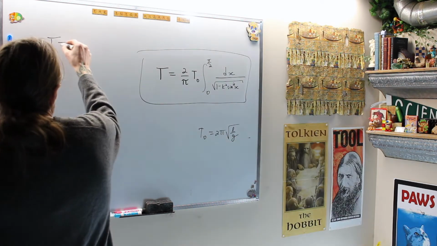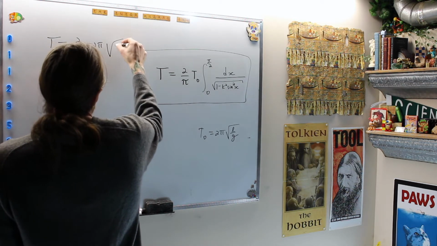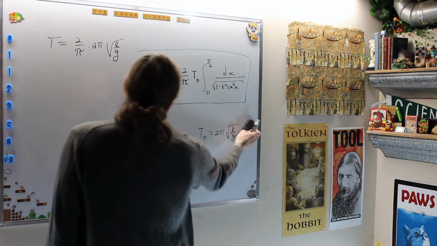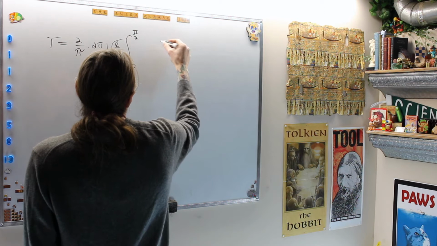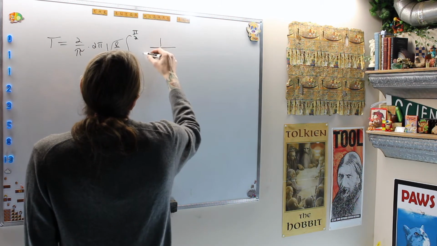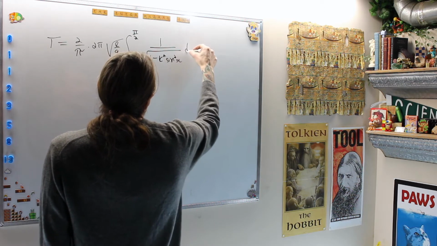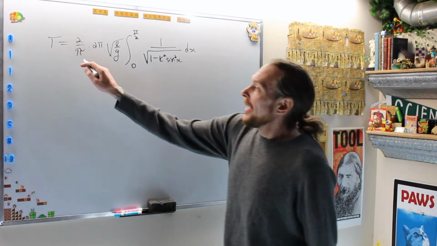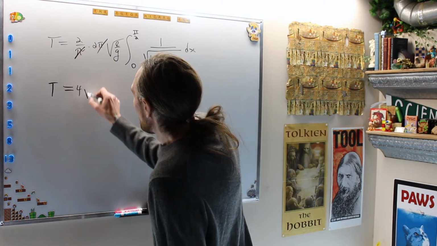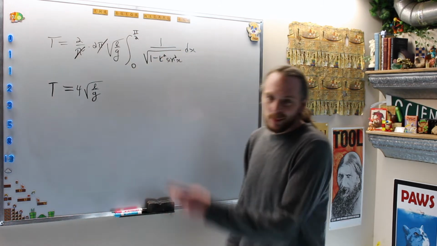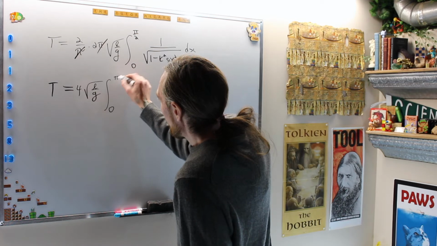Let's do that. T is equal to 2 over pi times T naught, which is 2 pi root L over G, times this junk. Who's this junk? The integral from 0 to pi over 2 of, let's go slow, 1 over the square root of 1 minus k squared sine squared x dx. I like this a lot. The pi's will cancel. T equals 4 root L over G. I was going to put it in cleverly, but let's keep it out. Now what do I have? This guy, the integral from 0 to pi over 2.